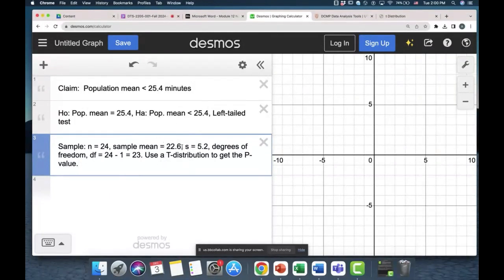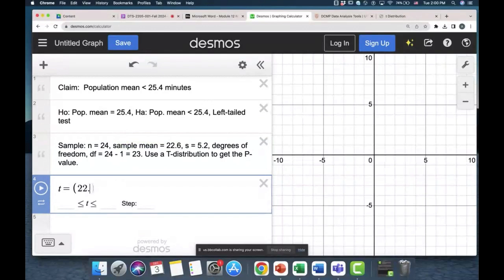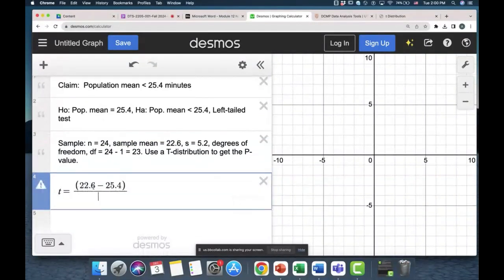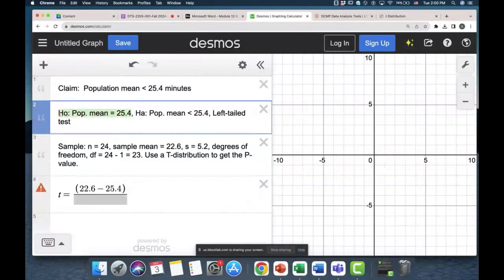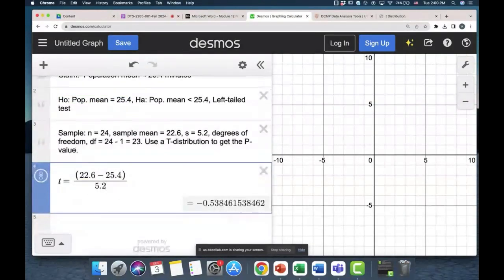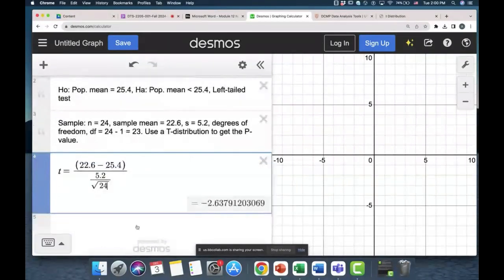Okay, so let's now compute the t-score of the observed sample mean. So this t-score is going to be t equals 22.6 minus 25.4. The sample mean is 22.6. The assumed population mean is 25.4 from the null hypothesis. Remember, the null hypothesis states that the population mean equals 25.4, so mu is 25.4 here. And we're dividing this by 5.2 divided by the square root of the sample size, which is 24.